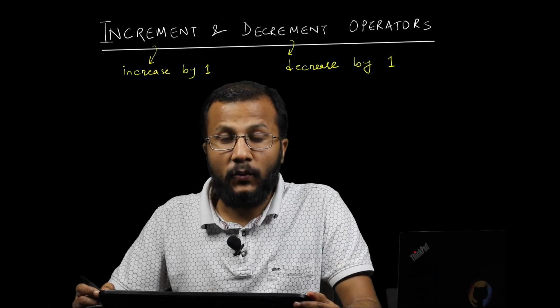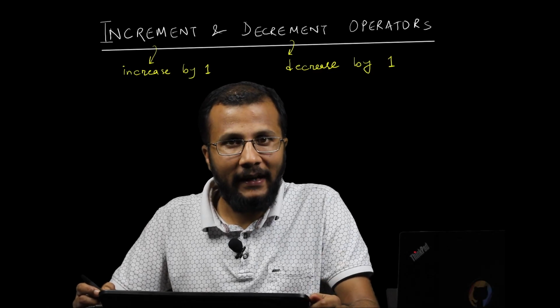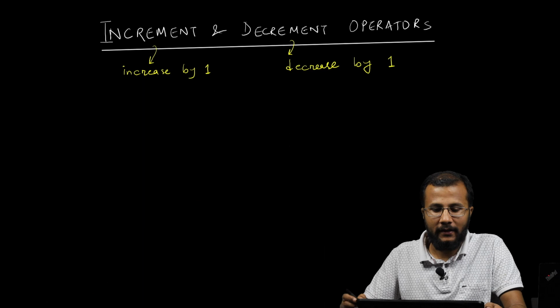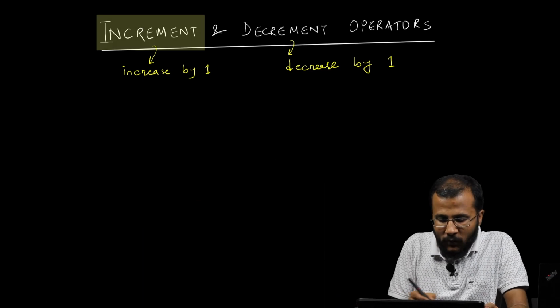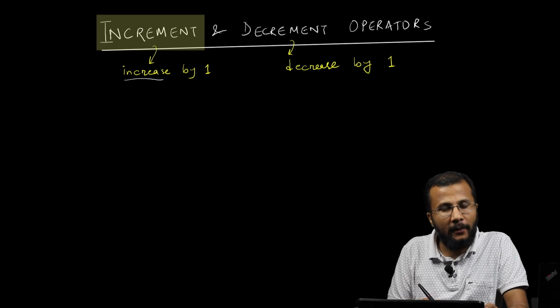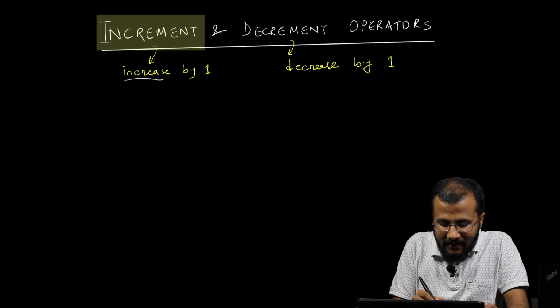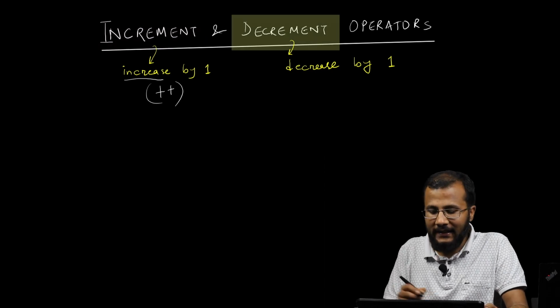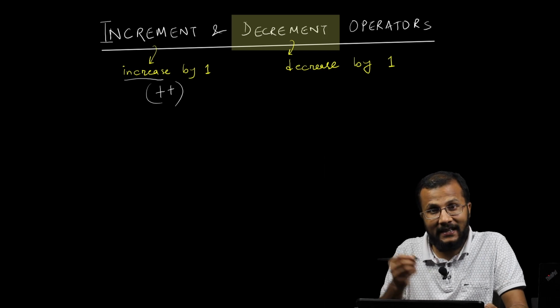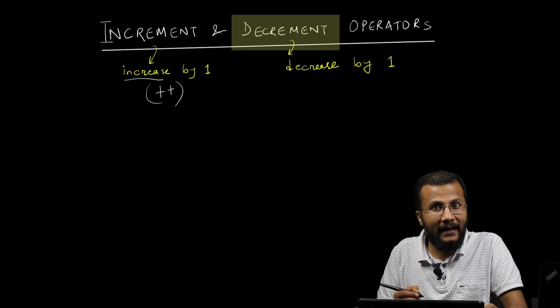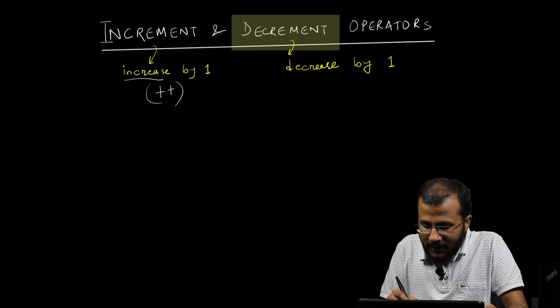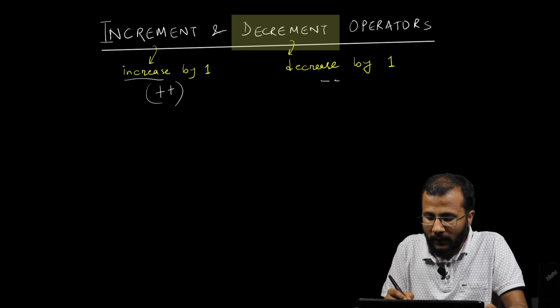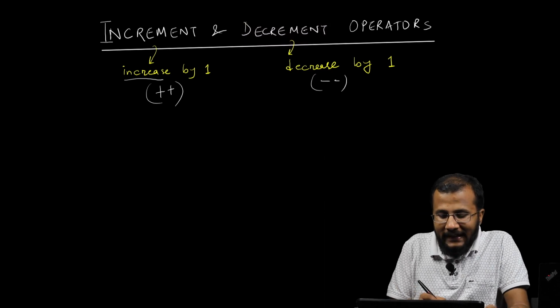In this lecture, we are going to learn about the increment and the decrement operator. Increment operator will help us to increase the value of the variable by 1 and its symbol is plus plus, two pluses. Similarly, decrement will help us to decrease the value of a variable by 1 and its symbol is minus minus, without any space. Now what do you mean by increase by 1?